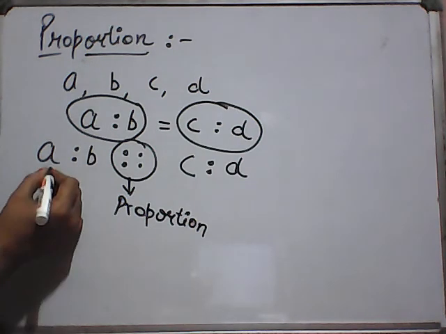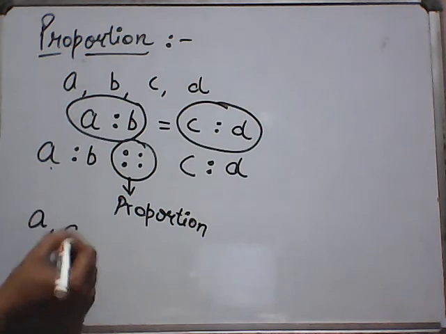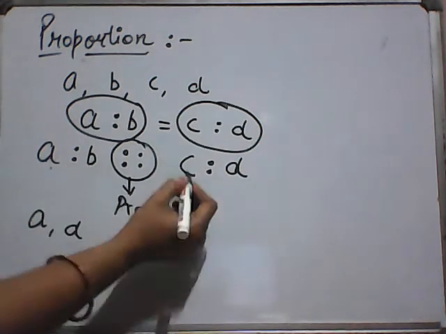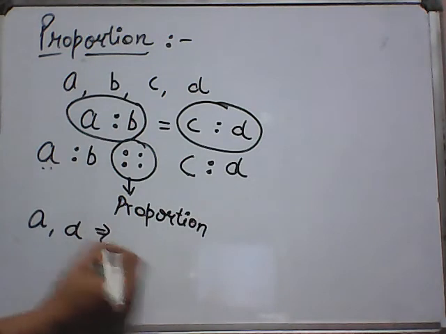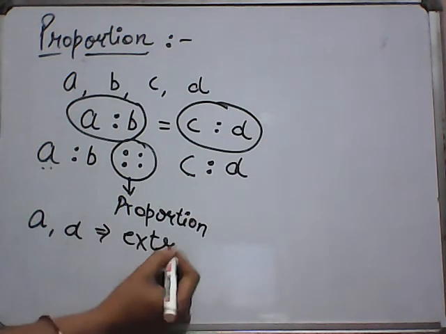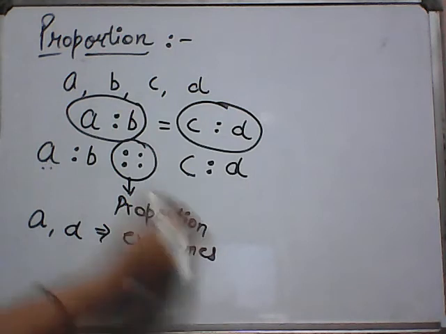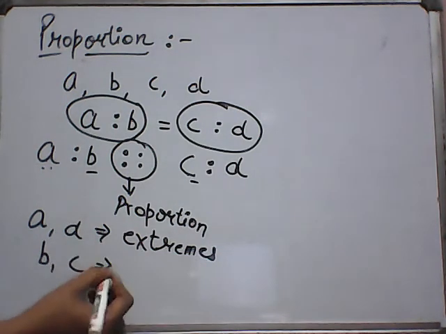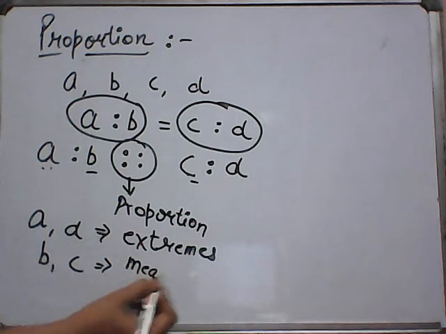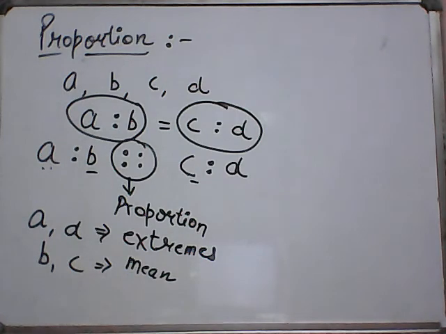Here, first term and fourth term, your first, second, third, fourth. First and fourth terms are known as extremes. Second and third terms are known as means, or you can say mean terms.